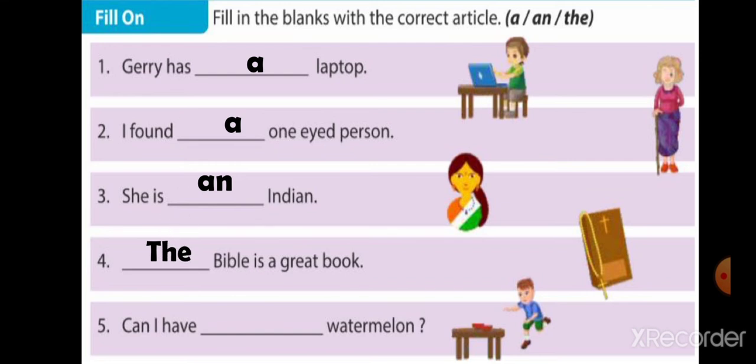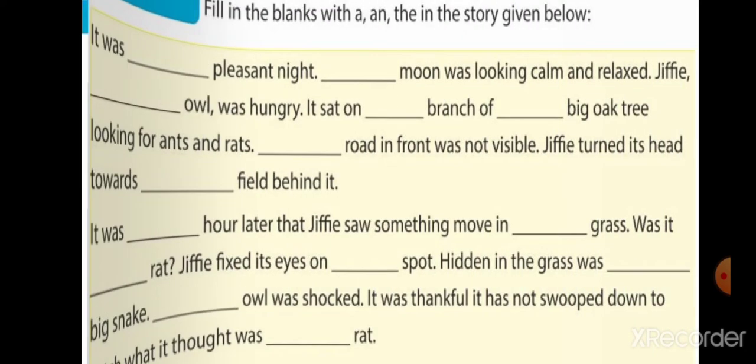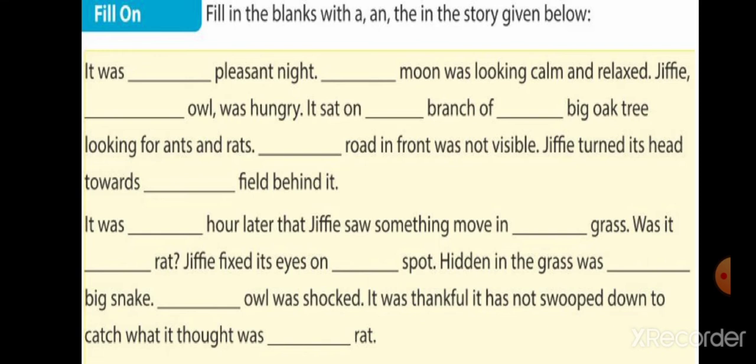The Bible is a great book. Yes, because we are talking about a particular book, that is the Bible. Can I have dash watermelon? Can I have a watermelon? Good. Now fill in the blanks with A and The in the story given below. Here a small story is given. We have to use the articles A and The.